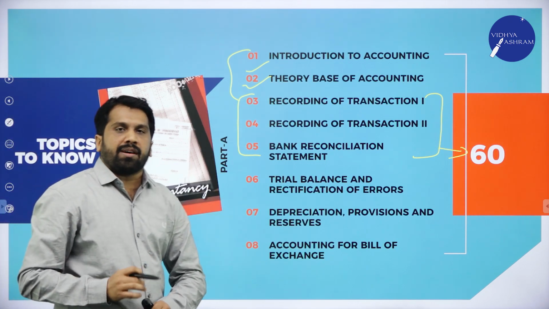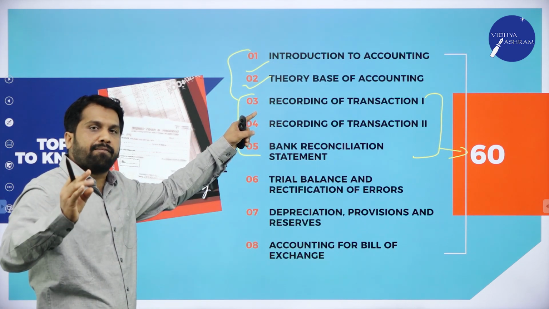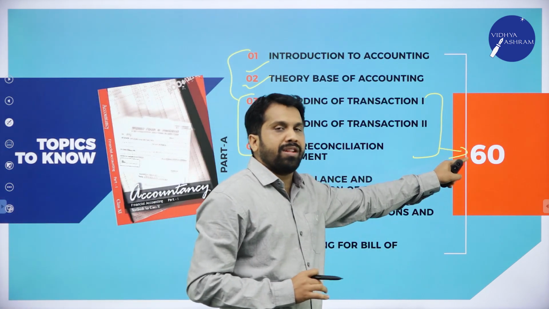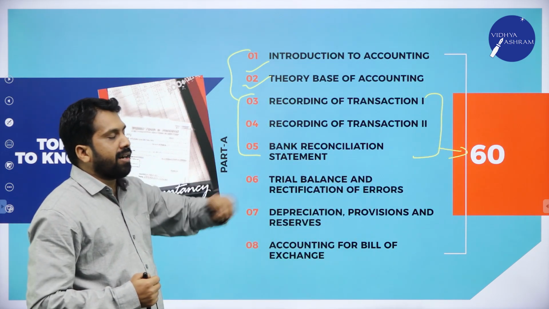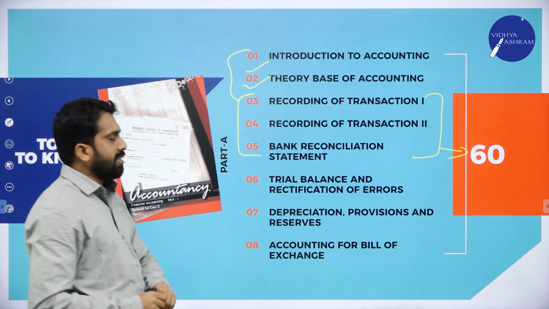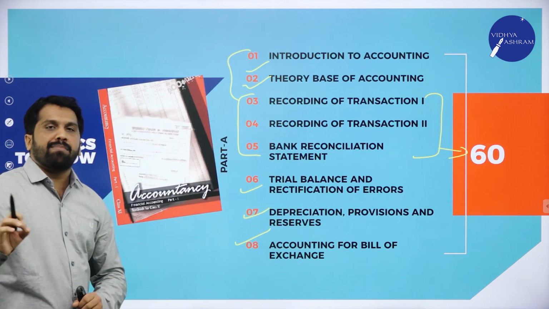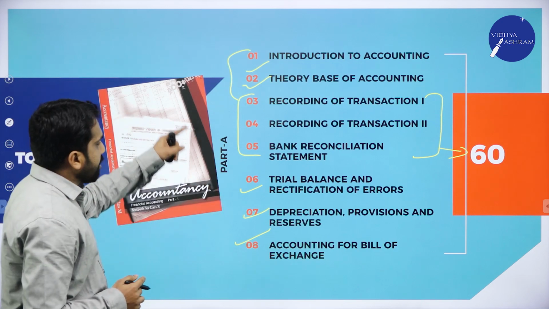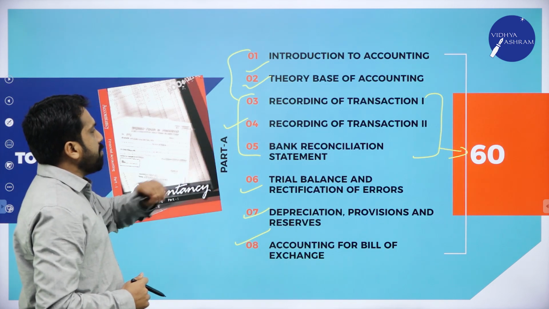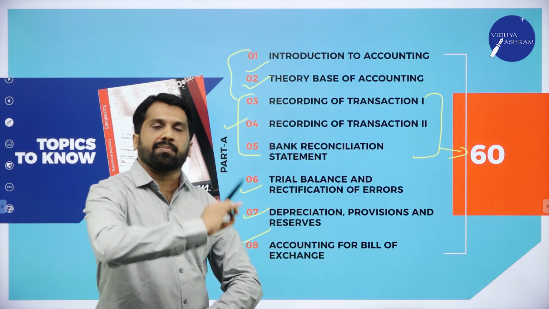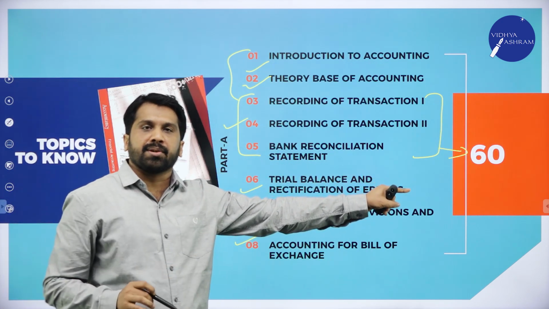So, what is your total marks in your examination? 100. Out of 100, if you learn chapters 3, 4, 5, how much will you get? You will get 60 marks. So, your passing as well as your first class marks can be obtained from these 3 topics. Now, you have trial balance, depreciation, accounting for bill of exchange. These are the topics you will get in your Part A. Remember, in Part A, you are not supposed to skip chapter 3, 4, 5. Why? Because they cover most of your examination questions.